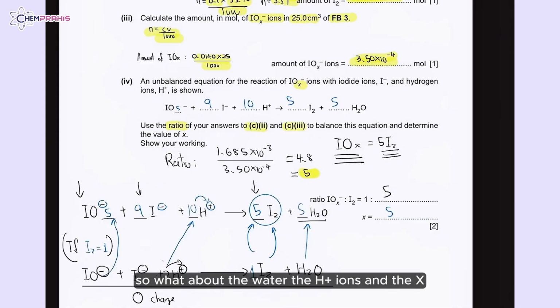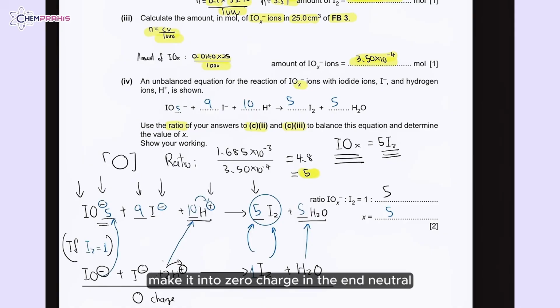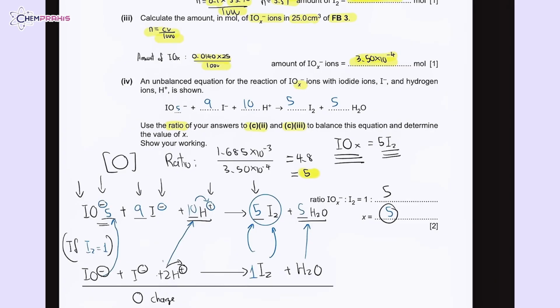So what about the water, the H plus ions, and the X? Just balance the charges out. Balance, balance, balance. Make it into 0 charge in the end, neutral. Then you get the answer that X equals 5.